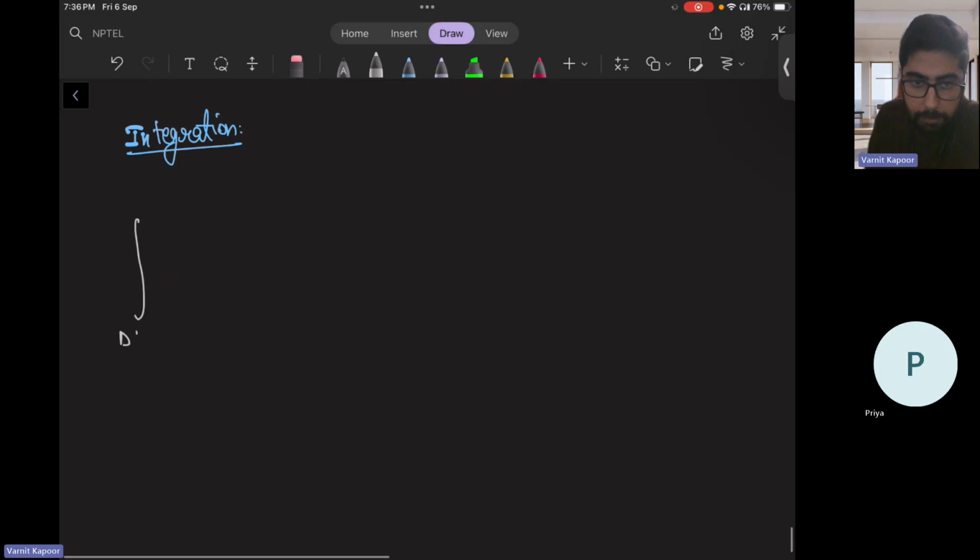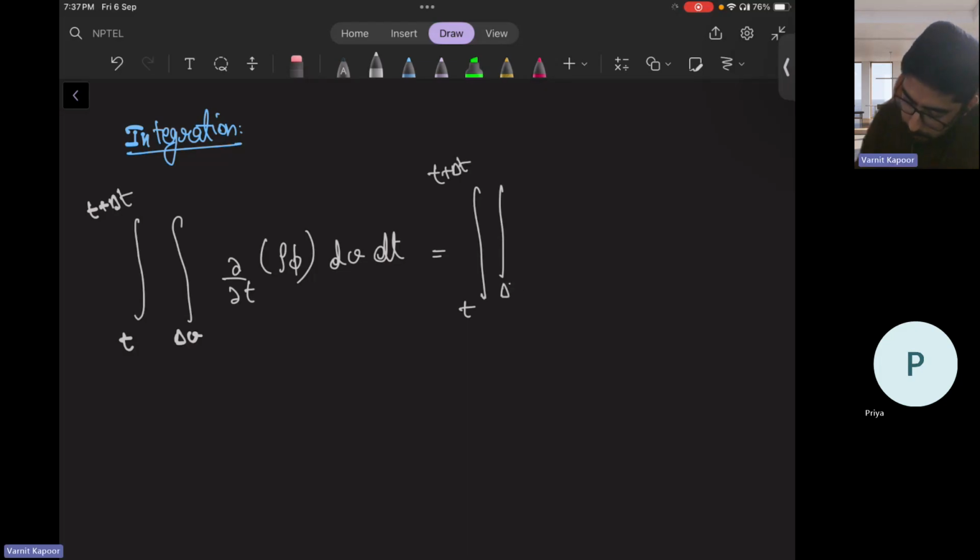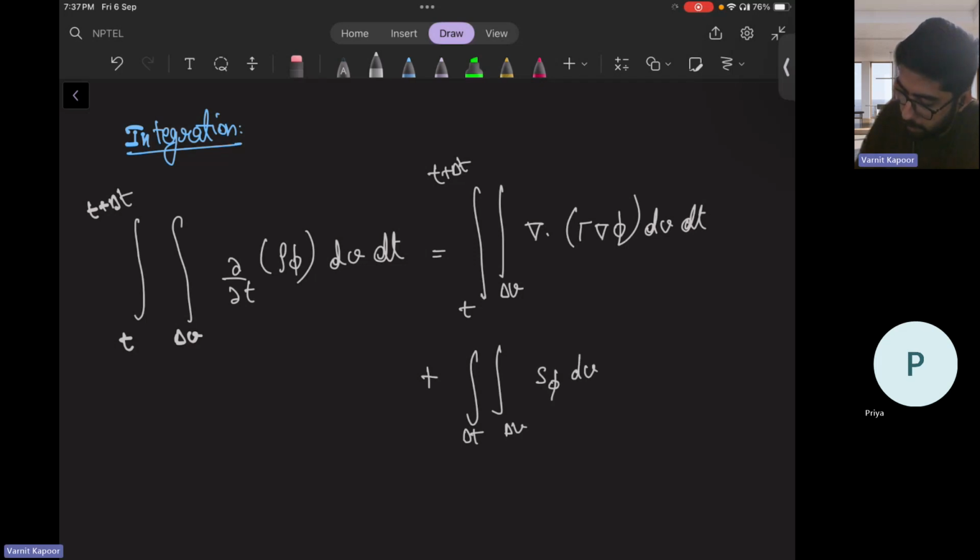First, integration over time, from t to t plus delta t, and over the control volume, delta V. So ∂/∂t of ρφ dV dt is equal to, over the control volume, the diffusion term ∇·(Γ∇φ) dV dt, plus again over time and over the control volume, the source term dV dt. Okay, this is your integration.